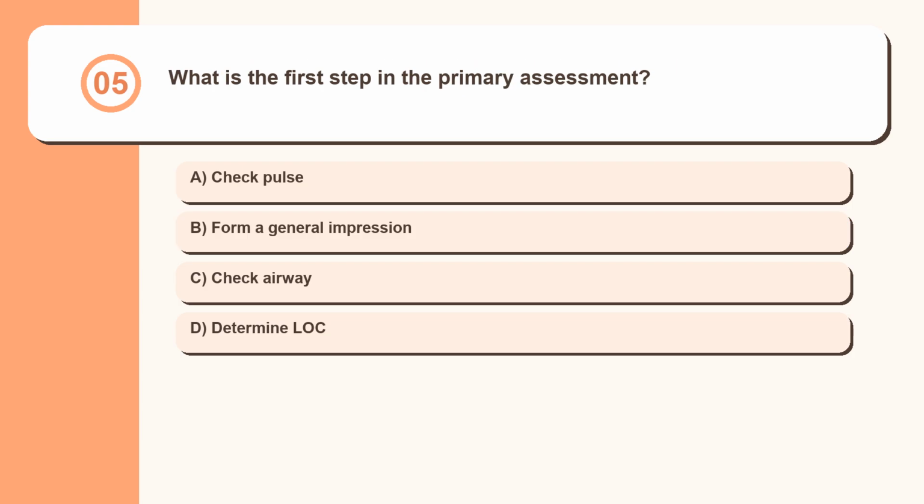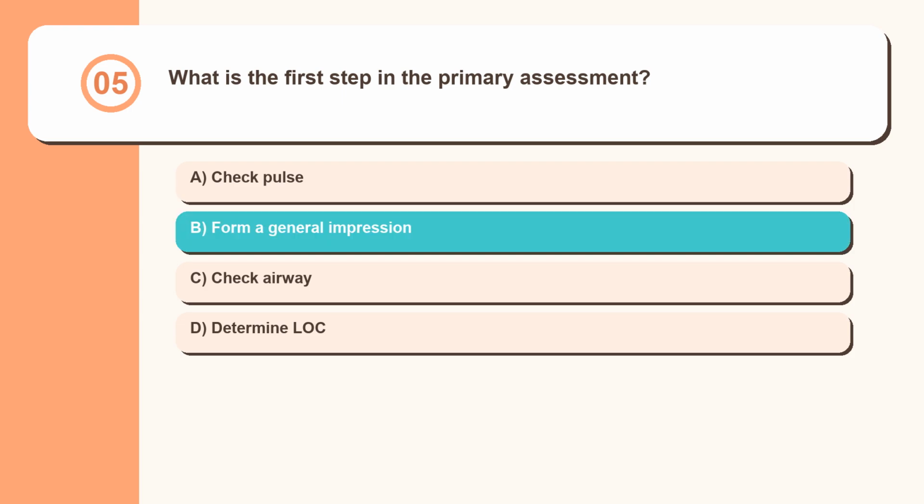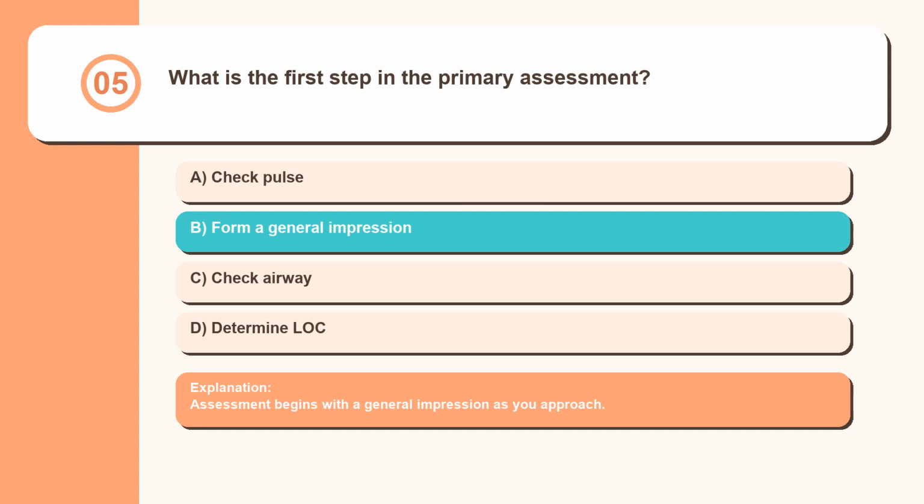Question 5. What is the first step in the primary assessment? Check pulse, form a general impression, check airway, determine LOC. Assessment begins with a general impression as you approach.